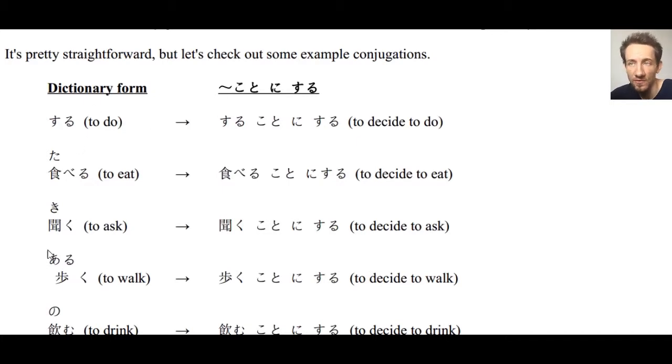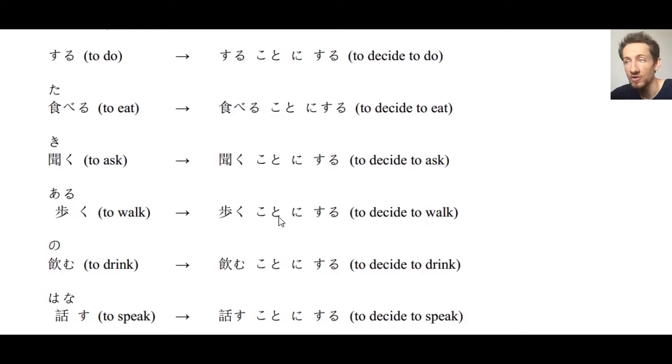So here we have the dictionary form verbs, and we have just appended koto ni suru to the verb. So here we have suru, so we get suru koto ni suru. So to decide to do. We have taberu, taberu koto ni suru. To decide to eat. Kiku, kiku koto ni suru. So decide to ask.